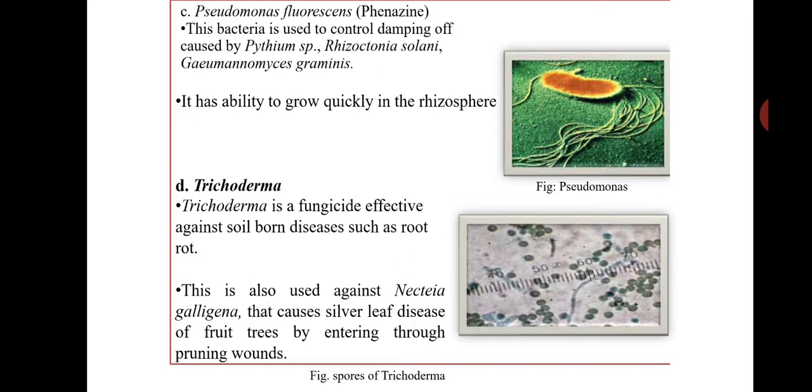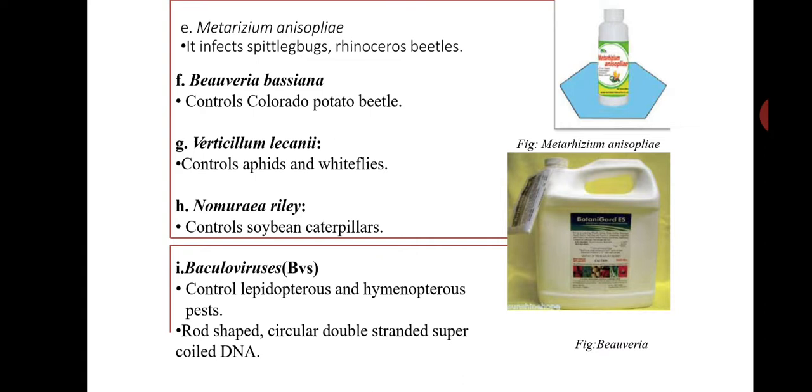The next one is Trichoderma. Trichoderma is basically a fungicide and it is effective against diseases such as root rot. So you should always remember the names of diseases. It is also used against Nectria galligena, which causes silver leaf disease of fruit trees by entering through pruning wounds. Okay, fine. You have certain other examples also: Metarhizium anisopliae, Beauveria bassiana. Beauveria bassiana is a very famous microorganism that controls whitefly. Whitefly is found in many crops these days. Verticillium lecanii, then Nomuraea rileyi, then Baculovirus. So these are being used as microbial pesticides.